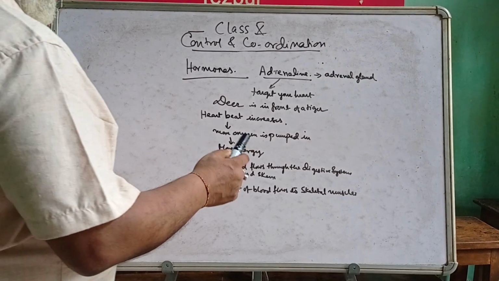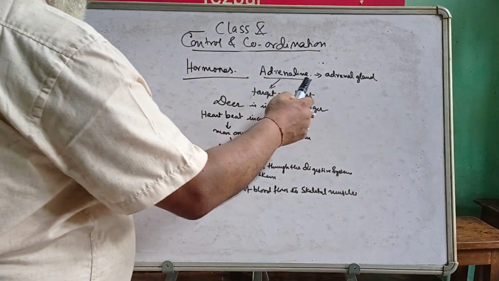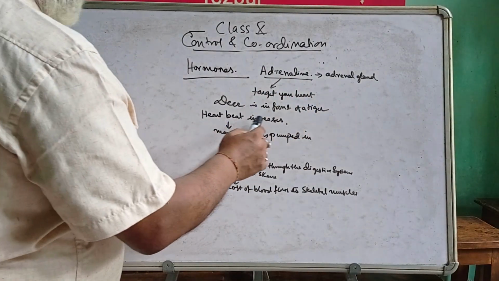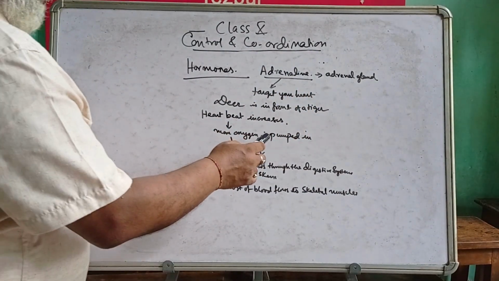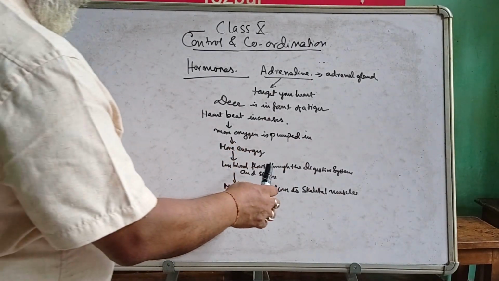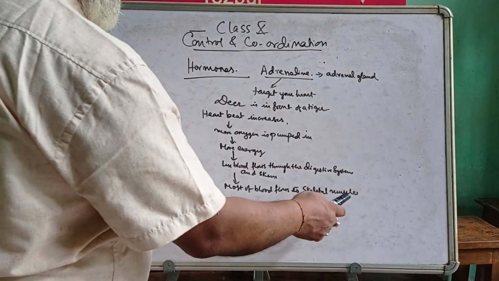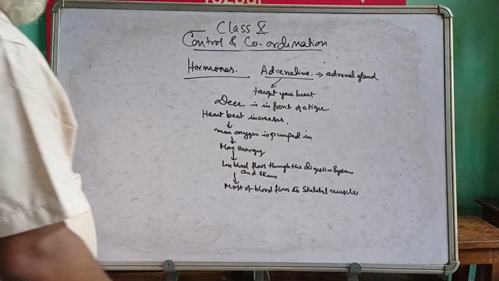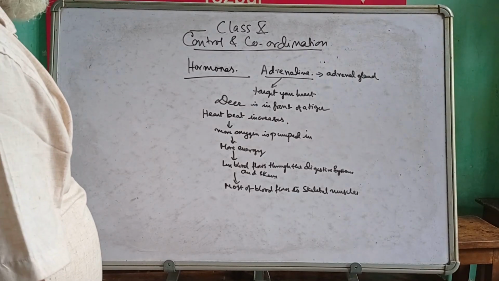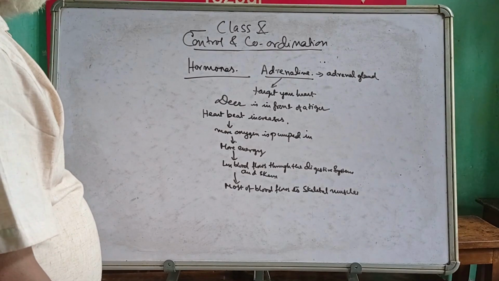Suppose I am taking an example, a deer is in front of a tiger. So adrenaline hormone will be secreted, the heartbeat will increase, more oxygen is pumped, more energy, less blood flows through the digestive system and skin, most of the blood flows to the skeletal muscles, and the deer gets maximum energy and can run faster than the tiger to save its life.